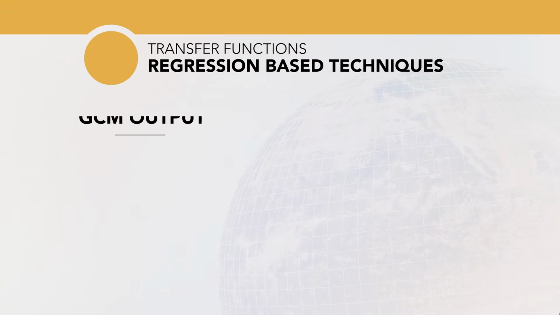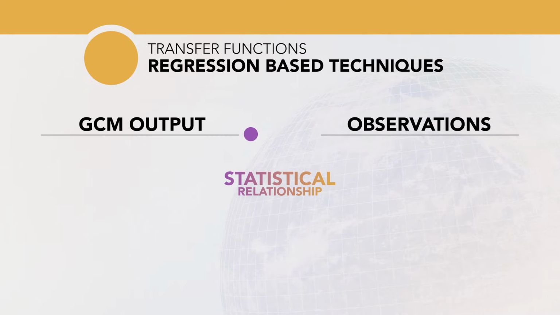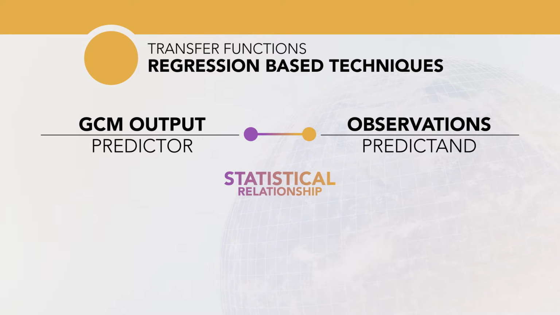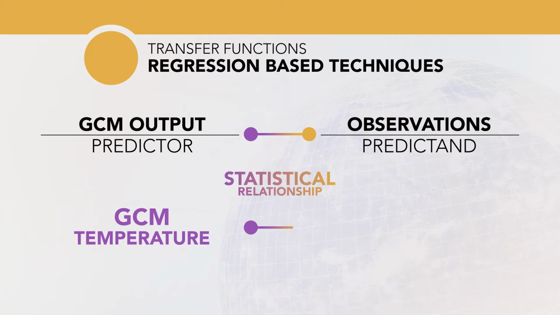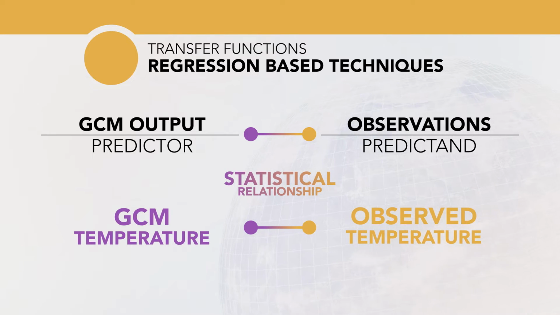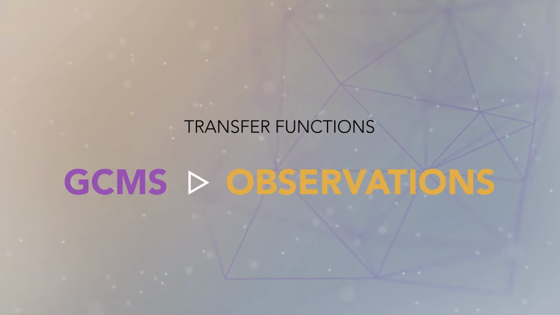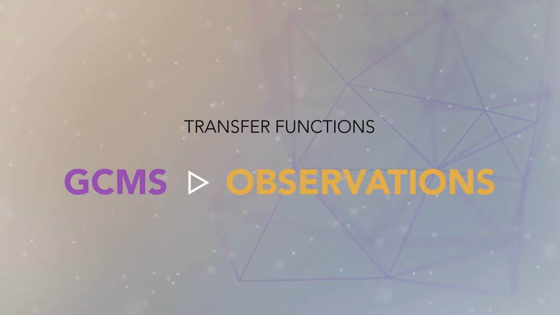Other transfer functions include regression-based techniques. These build a statistical relationship between GCM output, or predictor, and the observations, or predictand. For example, GCM temperature may be used as a predictor for observed temperature during the historical period. The statistical relationship built between the GCM temperatures and observed temperatures can be used with future projections from GCMs to determine how large-scale changes may transfer to local areas. All transfer functions have one aspect in common. They build a direct relationship between the observations and GCM for the same region.